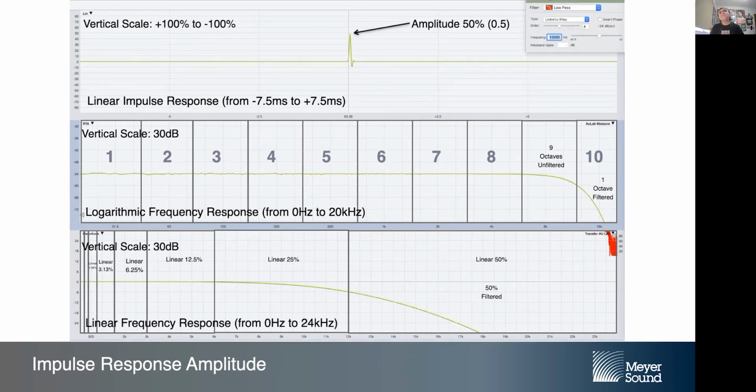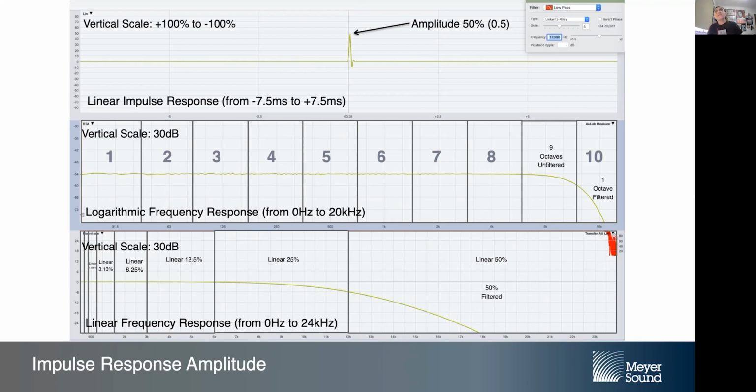If we see the next slide, we can see that we have a low pass filter at 12,000 hertz. In the input response, the amplitude of the impulse right now is 0.5 linear, or 50%, as you can see here reading the labels. From a logarithmic point of view, we have only filtered 1 octave. But in linear domain, we are filtering half of the information. And because we are filtering half of the information in linear, the input response shows half of the amplitude.